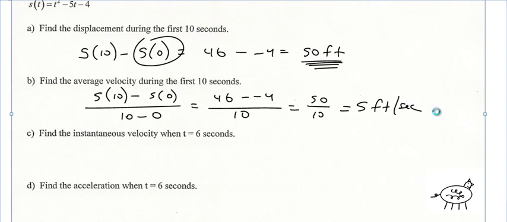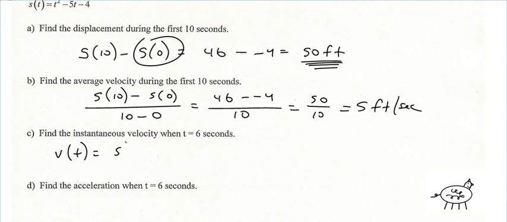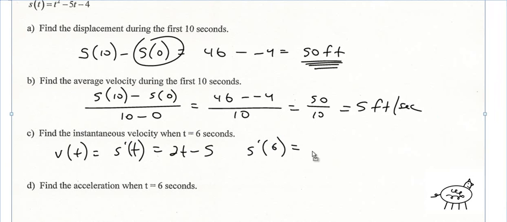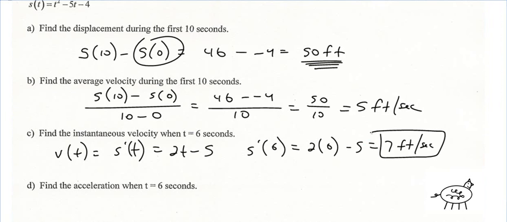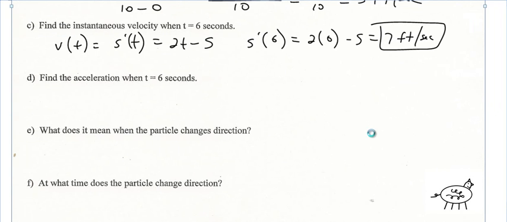Find instantaneous, that's the derivative. So we're going to say v of t equals s prime of t, and I take the first derivative, I get 2t minus 5. And then, of course, I do s prime of 6, put a 6 into that equation, so 2 times 6 minus 5 gives me 7 feet per second. Okay, not bad.